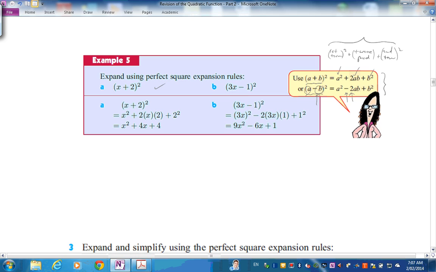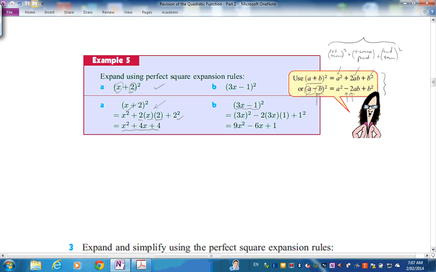Let's do one over here, x plus 2 squared. First term squared plus twice the product of the two terms x and 2, and second term squared. This is just using the knowledge that the middle terms of the two brackets here will be the same, and you can just do twice them.